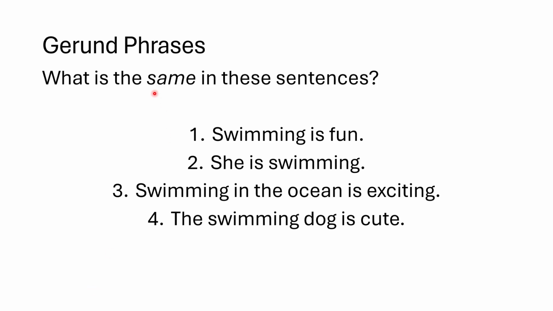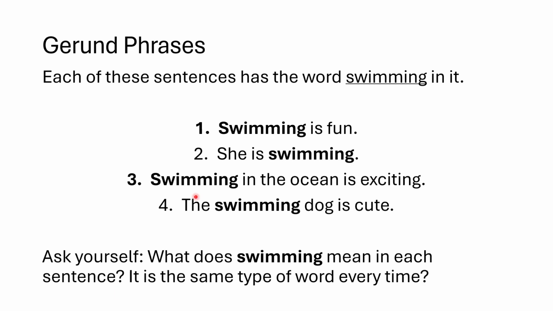What is the same in these sentences? 1. Swimming is fun. 2. She is swimming. 3. Swimming in the ocean is exciting. 4. The swimming dog is cute. Each of these sentences has the word swimming in it. Ask yourself, what does swimming mean in each sentence? Is it the same type of word every time?